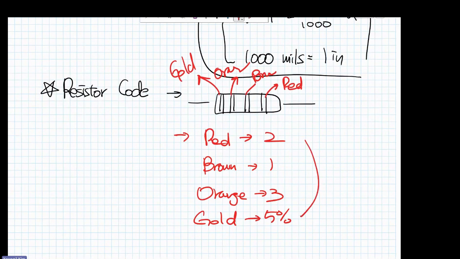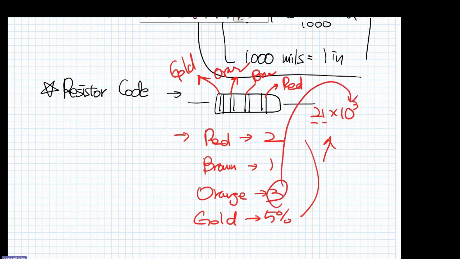So from here, the 2-1, it's right here. The 2-1 multiplied by 10 to the 3 and plus or minus what? The gold, 5%. So you have to recognize the color from the table and make the value for the resistor. Okay. Everything. The table format, whatever, don't worry about that. Okay.